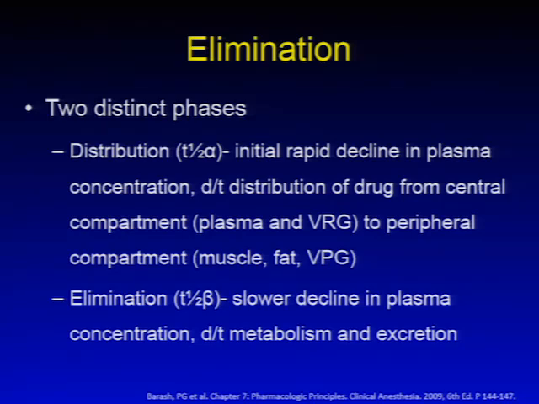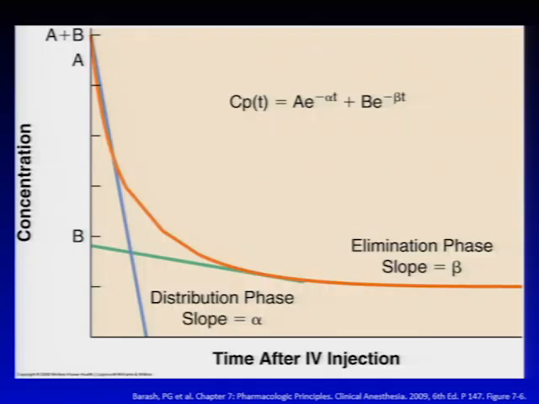So what we end up with is two distinct phases of elimination. The first is the distribution or alpha elimination half-life. This is the initial rapid decline in plasma concentration, which is due to distribution of the drug from the central compartment to the peripheral compartment. The other phase is the elimination half-life, or the beta elimination half-life. This is the slower decline in plasma concentration, and this is due to true metabolism and excretion. And when we use the term half-life clinically, what we're often referring to is this beta elimination half-life.